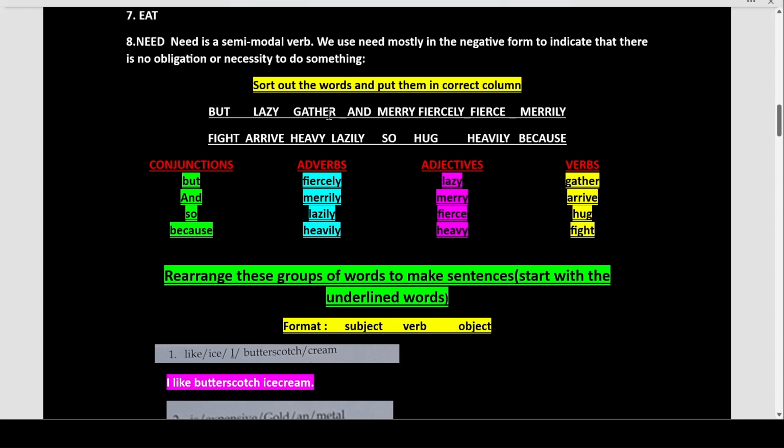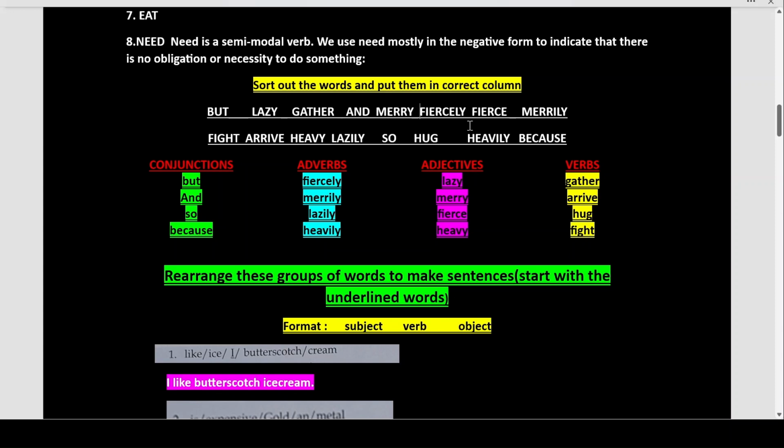Next is and. And also joins two parts of the sentences. So and is a conjunction again. Merry. Merry is your adjective. Wish you a Merry Christmas. How is your Christmas? Merry. So merry is an adjective.